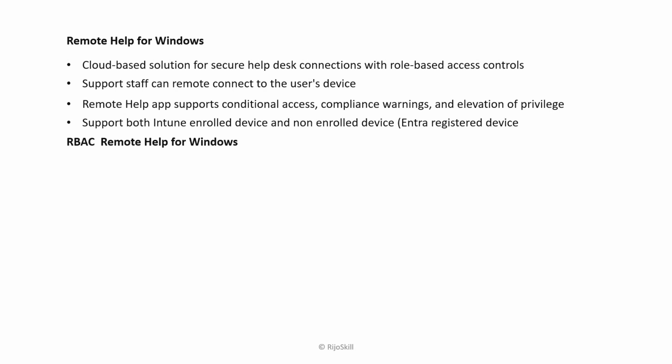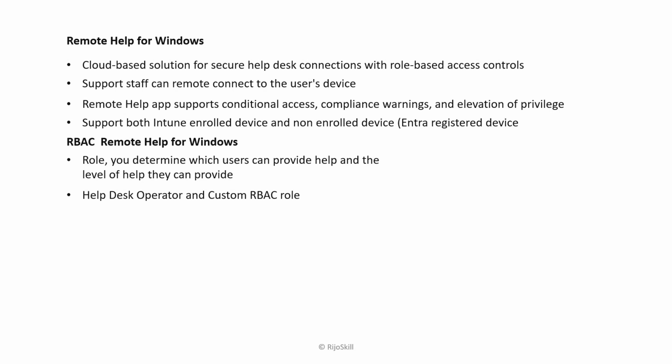RBAC for Remote Help for Windows means you can provide roles for your users to control your remote help desk. With roles you determine which users can provide help and the level of help they can provide, and the Help Desk Operator role and custom RBAC roles are supported.